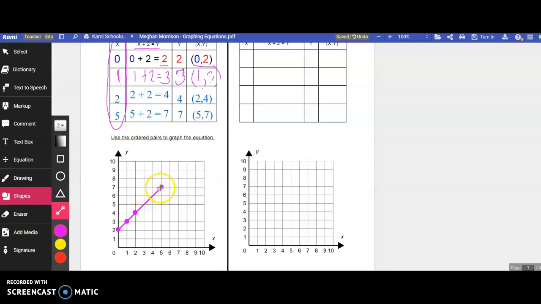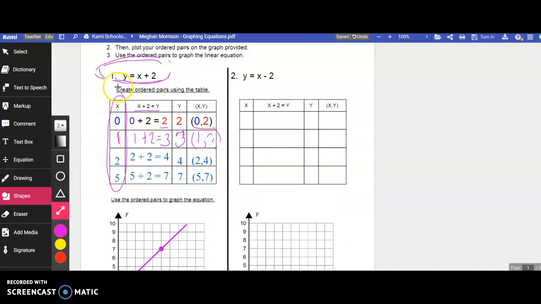Okay, and I could even keep going and sort of follow the same trajectory that I had before. If I want to do it all in one, I could even just start here, make sure it goes through my point, but go all the way up the graph. So that's how I graphed the line y equals x plus 2.